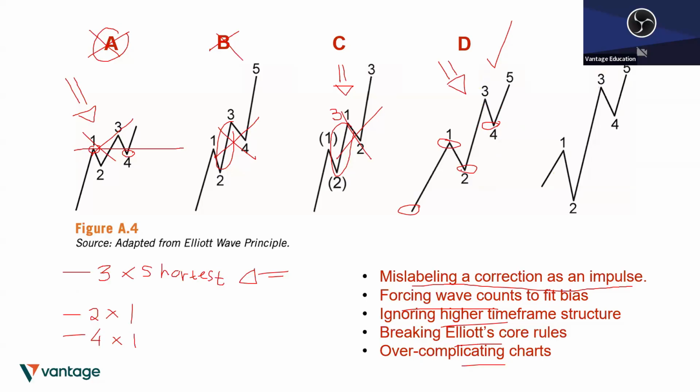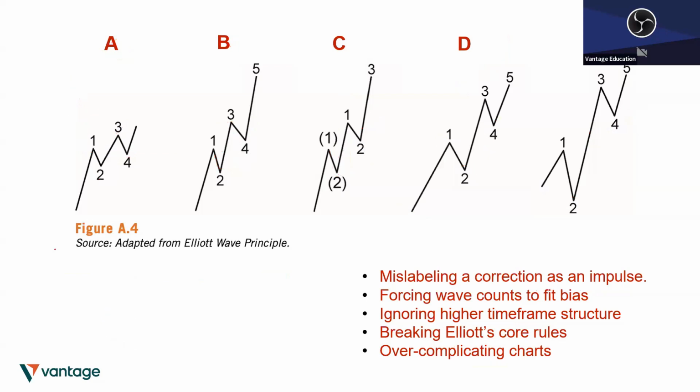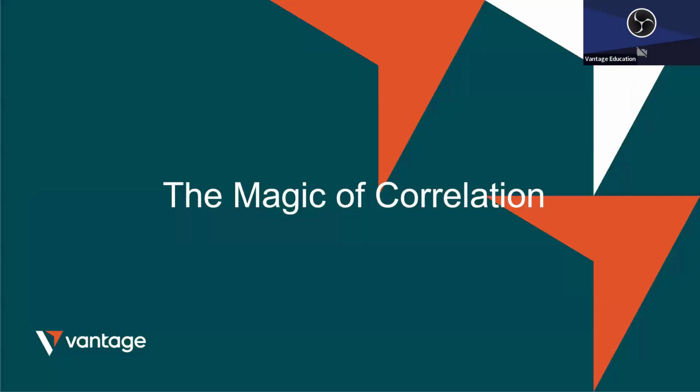Sorry, I do need to go faster now because I am afraid I'll run out of time. Okay, 2 has surpassed 1, so this is not the correct wave count. So out of these 5 wave counts, only 1 is correct. And this is important because you're going to go on the charts and sometimes you are going to count the wrong count and you're going to lose money.